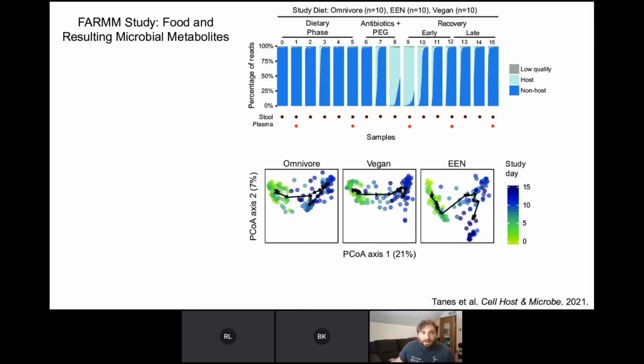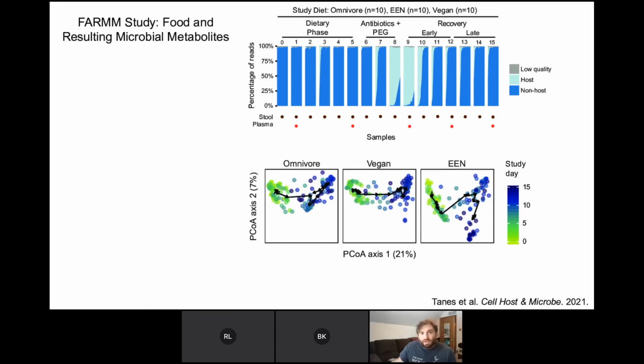And you can see that here as a percentage of reads. Dark blue is non-host or bacterial microbiome, and light blue is host. And you can see that there's a rapid and substantial decrease following this antibiotics and PEG flush. And we confirmed this via qPCR and culturing. And essentially, this intervention causes a decrease in bacterial load of about 5 logs.